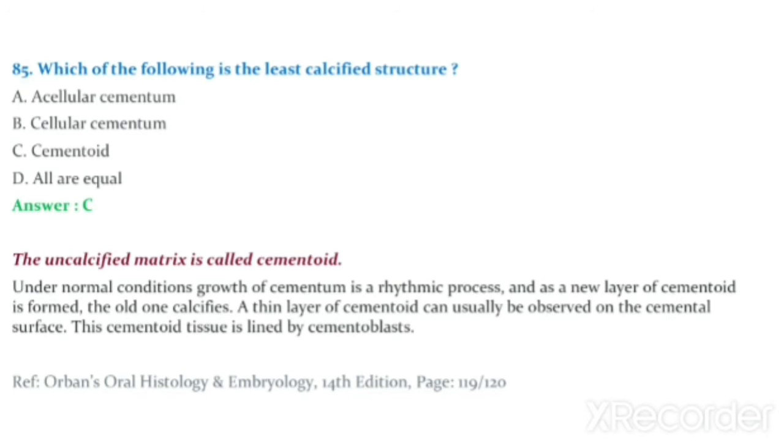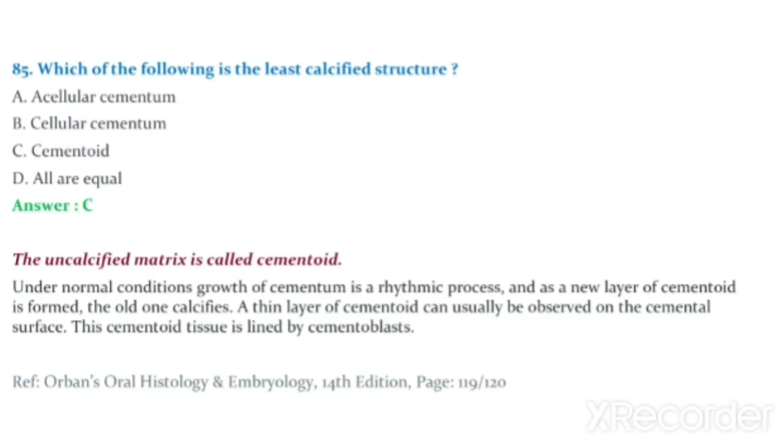Question number 85. Which of the following is the least calcified structure? Option A acellular cementum, option B cellular cementum, option C cementoid, option D all are equal. Answer is option C, that is cementoid. The uncalcified matrix is called cementoid.